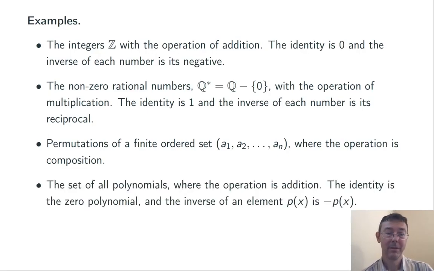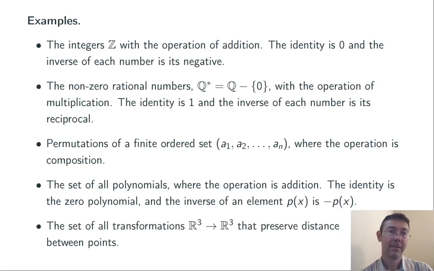The set of all polynomials where the operation is addition. If you add any two polynomials, you get another polynomial back. The identity element will be the 0 polynomial, and the inverse of any element is just going to be its negative.